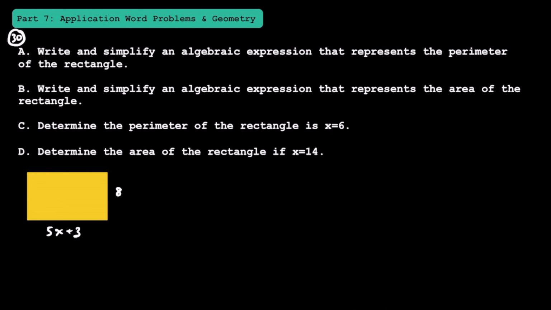And finally, here's question 30, the last example of this video. We're going to use this rectangle down here to answer each of the following questions. For part A, we're going to write and simplify an algebraic expression that represents the perimeter of the rectangle.